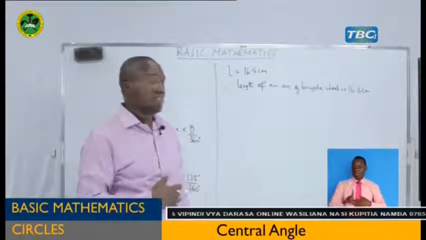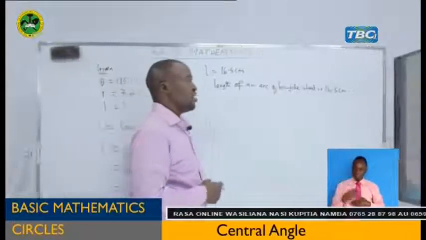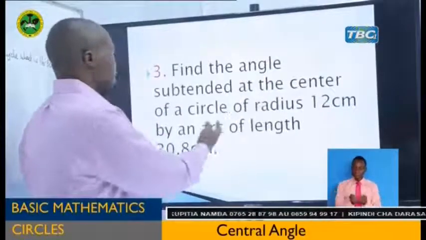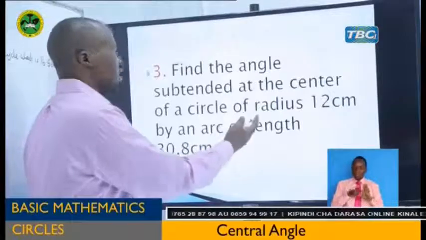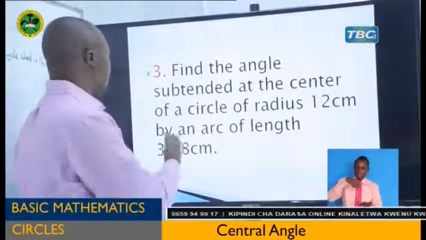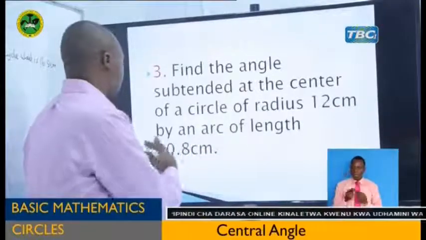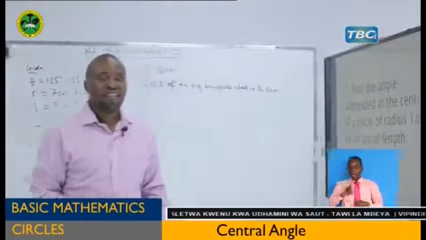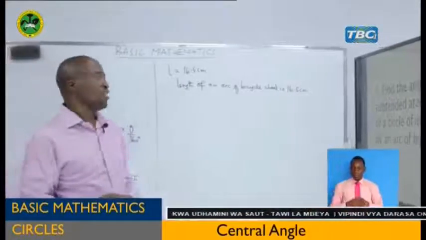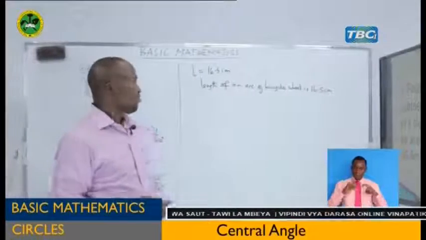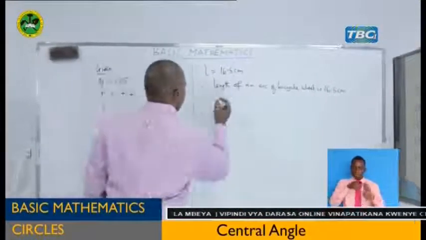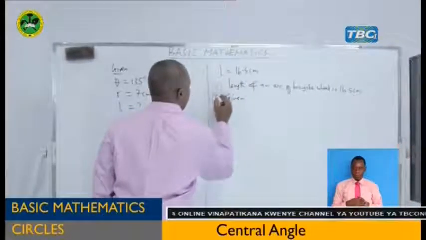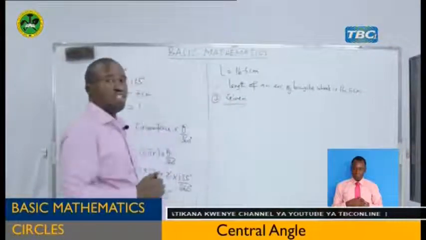That is question number 3. This time we are supposed to find the angle subtended at the center of the circle of radius 12 centimeters by an arc of length 30.8 centimeters. So we are supposed to find the central angle, that is theta. So that is question number 3.